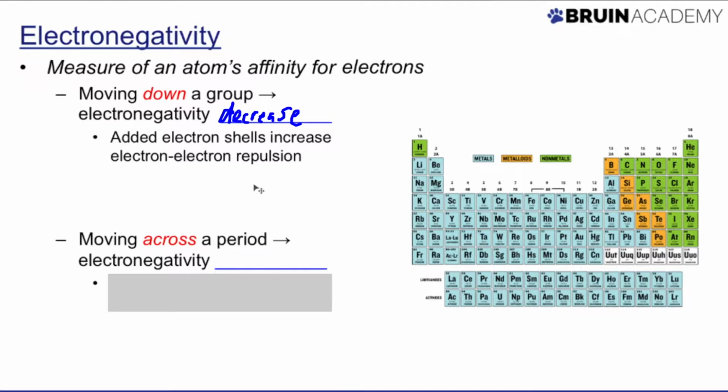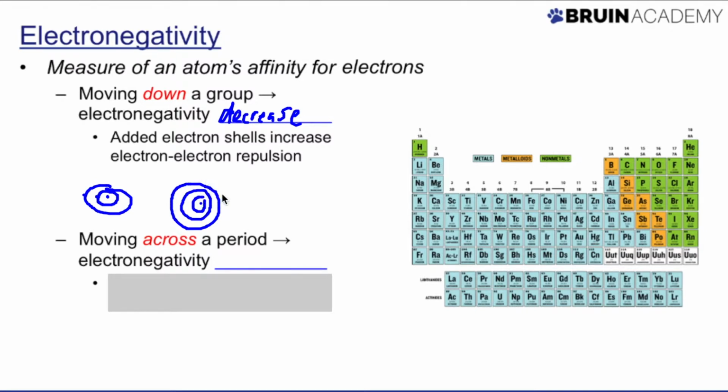So if I were to draw an element with fewer electron shells and compare it to one with more electron shells, which one do you think is more attracted to electrons? The one on the left or the one on the right? Well, it would be the one on the left because there's less electron-electron repulsion, right? Electrons in these orbitals are pushing away against each other, and there's more electrons in the atom that's larger. So it's pushing away more of the electrons, and it doesn't want it as much, so the electronegativity of the larger atom is going to be less.